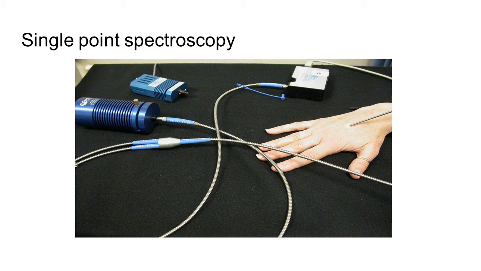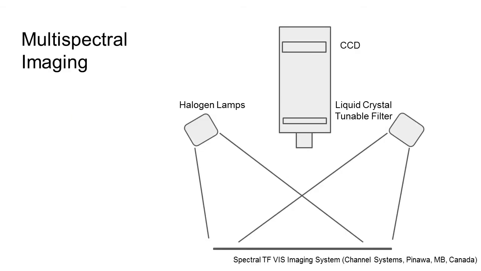One is that we know the effects are going to be heterogeneous across the skin, so measuring a small area might not be representative. Also it's quite difficult to get the same amount of signal back into your fibre, which then creates other problems. So they were doing this, but then we moved on to multispectral imaging.